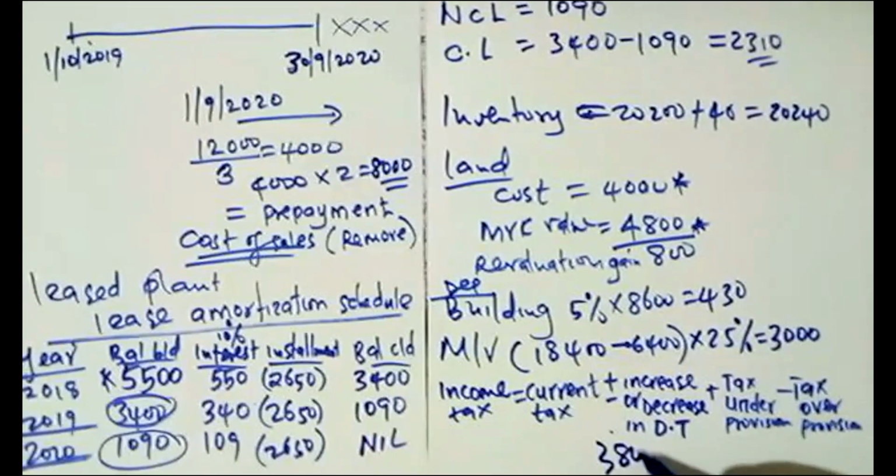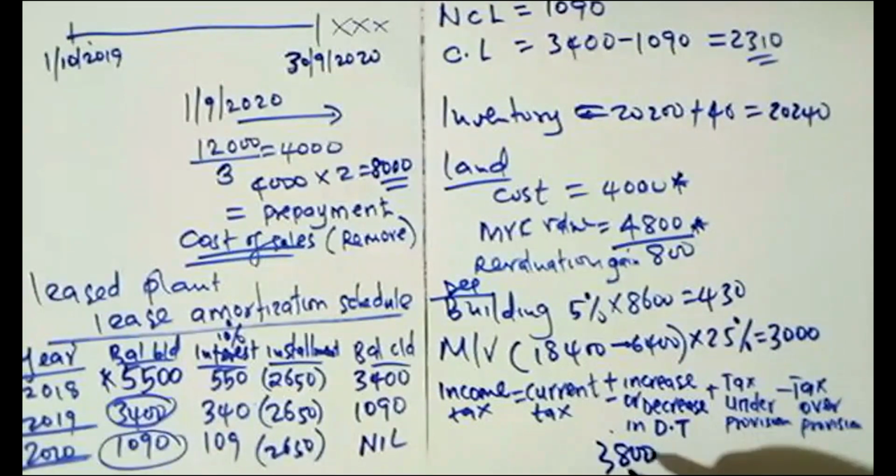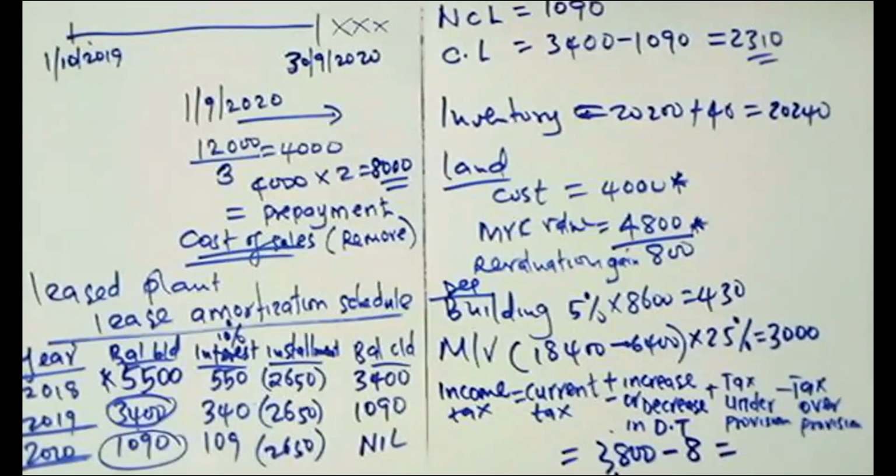We check 8 million. We take 3,800 shillings minus 8, just 8, not 8,000. That is how it can be in terms of thousands. Because the other one is 3.8 and the other one is 8,000. So this one would be 3,800 and the other one would be just 8. So if you minus 8, it would be 37.92. So that is the tax, 37.92.